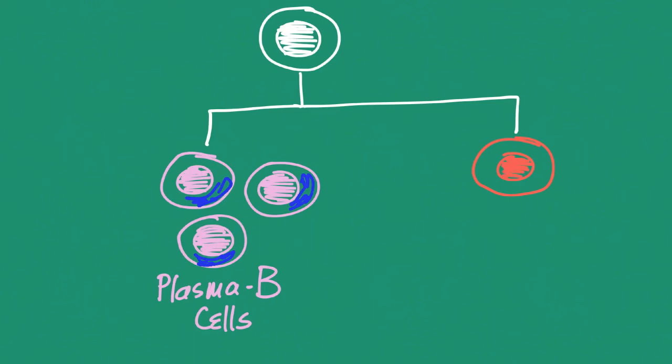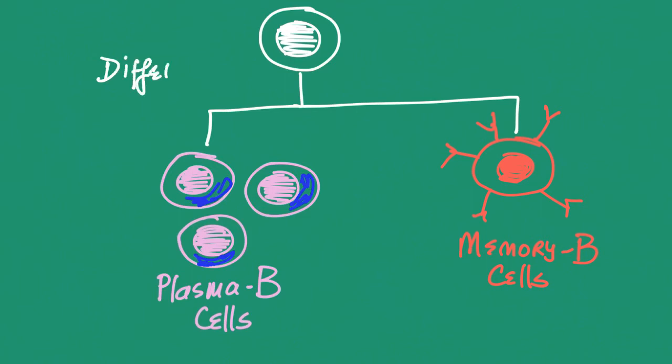The other type of cell is the memory B cell, and these cells have the antibodies attached to them so that they will be able to recognize the antigen again when there is a future infection. So these are memory B cells that will circulate in the body. And this stage is called differentiation, and this is stage 4.